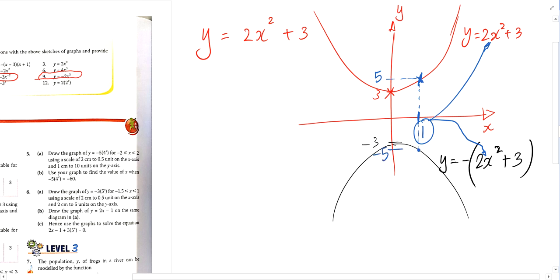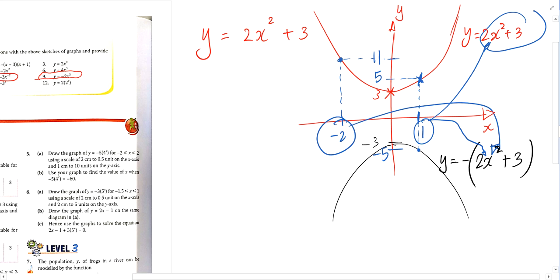I do the same for example, a point over here, negative 2. What is the y coordinate when I put negative 2 inside? Negative 2 squared is 4, times 2 is 8, plus 3 is 11. Right? So this is 11. If I put the same negative 2 inside here, what is inside my bracket? Still 11, obviously it's the same thing, right? But now I have a negative sign introduced. What happens to it now? It becomes negative 11. So over here, this will be negative 11.